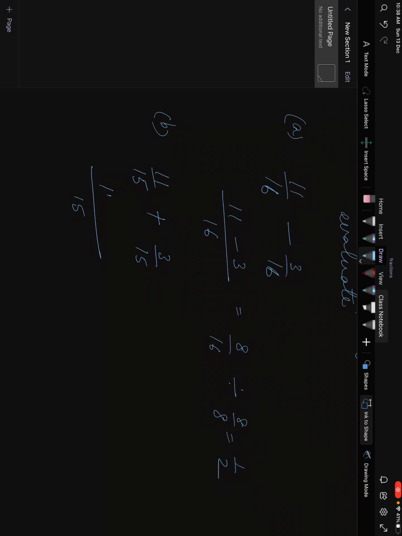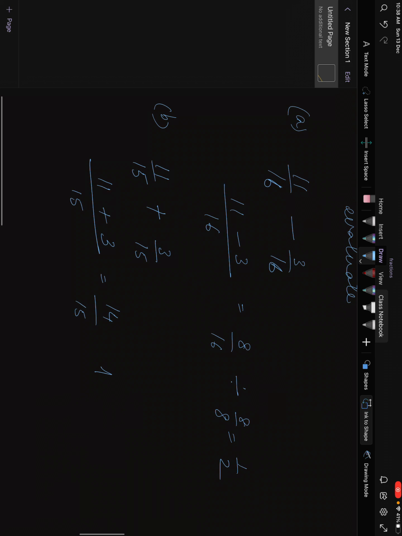Your denominator is 15. 11 plus 3, 14 upon 15. Can you reduce it to the lowest term? No. This is my final answer. This comes in the table of 7 and 2. This comes in the table of 3 and 5. So there are no common numbers by which we can divide both.